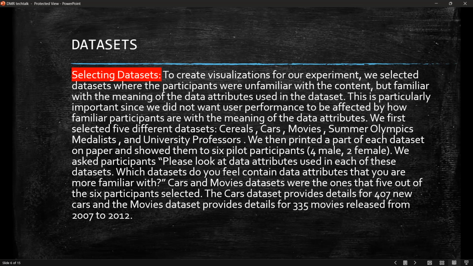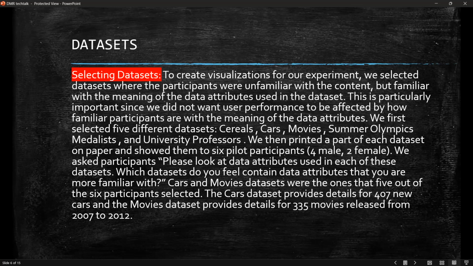We first selected five different datasets: cereals, cars, movies, Summer Olympics medalists, and university professors. We then printed a part of each dataset on paper and showed them to six pilot participants, four male and two female. We asked participants, please look at data attributes used in each of these datasets. Which datasets can you feel contain data attributes that you are more familiar with? Cars and movies datasets were the ones that five out of the six participants select.